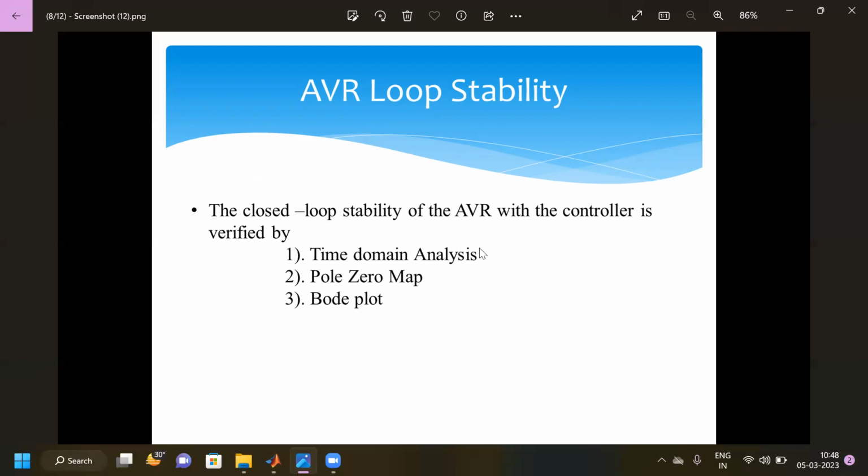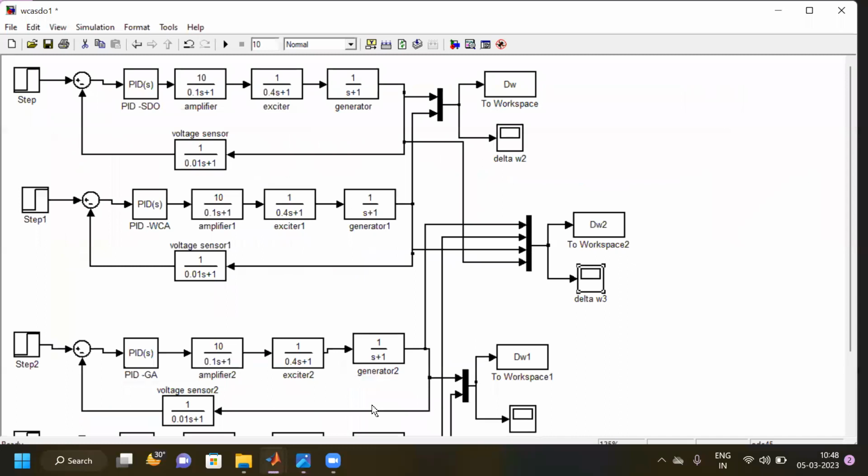For time domain analysis, we have a block diagram, that is this. In this block diagram, we have amplifier, exciter, generator, and voltage sensor. This is our closed loop block diagram. In this closed loop block diagram, we have taken an extra PID controller. Our proposed is SDO, and the remaining are the compared controllers.